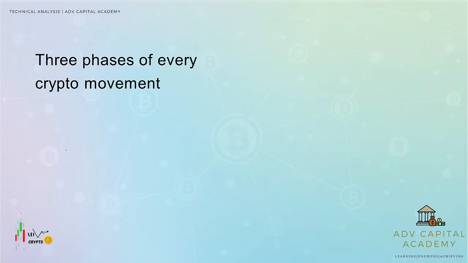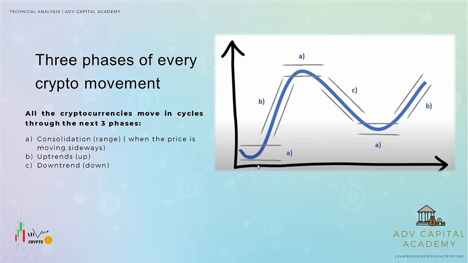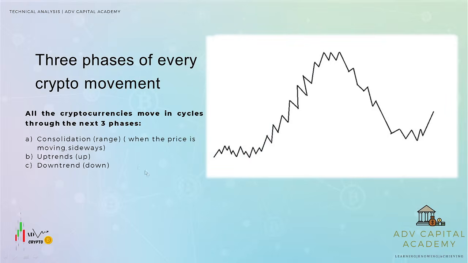Three phases of every crypto movement. Basically, all the cryptocurrencies, Bitcoin, Ethereum, Aave, move in cycles through the next three phases. Consolidation or range, because the price is moving sideways. Uptrends, when the price is going up, and downtrends, when the price is going down. If you zoom in, you can notice that the price is not moving in straight lines. It has its ups and downs in all the phases.